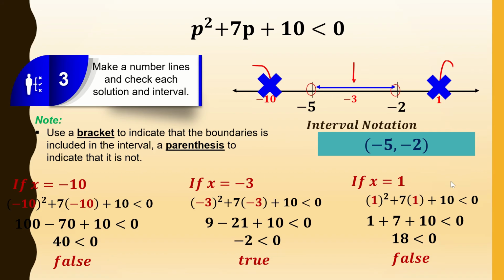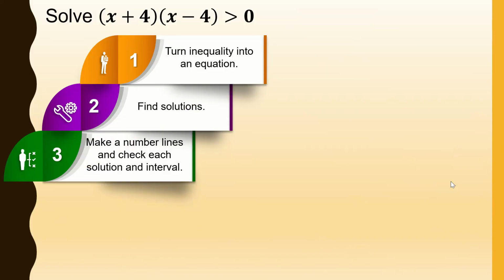Okay, next example, example number 3. Solve the quantity of x plus 4 times the quantity of x minus 4 is greater than 0. For this, we need to rewrite that into standard form, meaning we will be using the FOIL method. I already used the FOIL method, so my inequality will be x squared minus 16 is greater than 0.